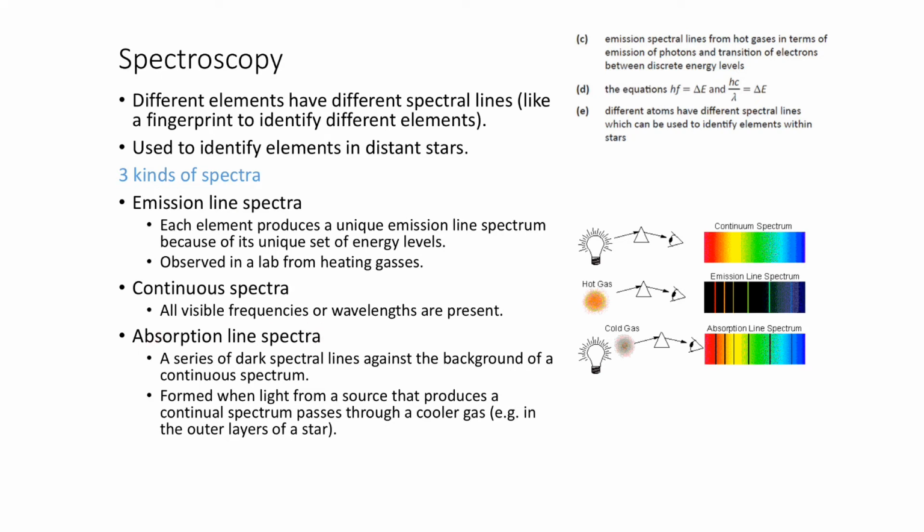So absorption line spectra: a series of dark spectral lines against the background of a continuous spectrum, formed when light from a source that produces a continuous spectrum passes through a cooler gas, and that is inside the outer layers of our star.